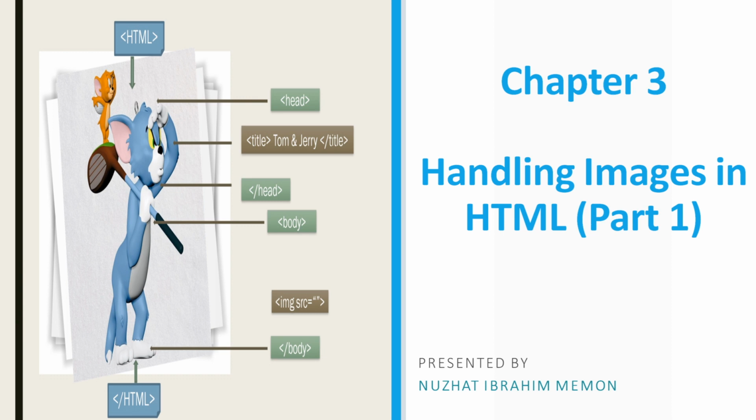Today we are going to start part 1 of chapter number 3, that is handling images in HTML. Till now we were adding text only in our HTML document. Today we will insert a graphic image and we will make our web page eye appealing and attractive. So without wasting time we will start chapter number 3 wherein we will insert image in our web page.